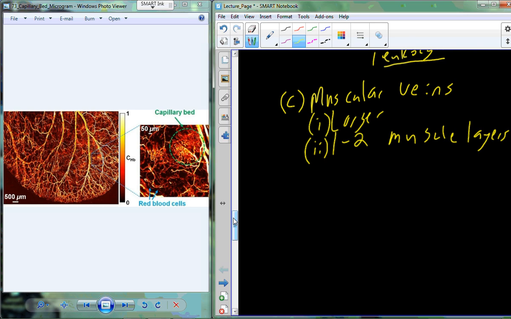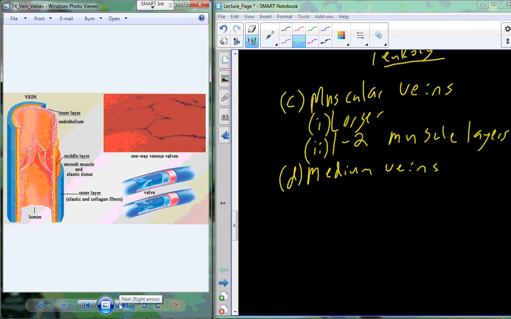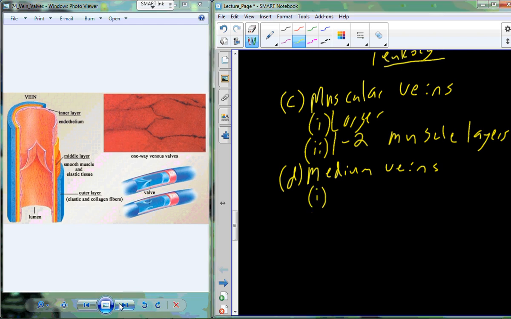Lead into the medium veins, and in the medium veins we actually add some additional anatomy that's pretty interesting. So by the time we get here to the medium vein, we actually have a pretty large amount of blood that has exited a variety of different capillary beds, basically are draining larger and larger areas of tissue.